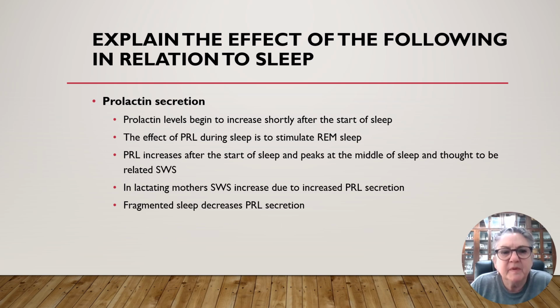In healthy conditions, prolactin levels begin to increase shortly after the start of sleep. The effect of prolactin during sleep is to stimulate REM sleep. Prolactin increases after the start of sleep and peaks in the middle of sleep, and is thought to be related to slow wave sleep. In lactating mothers, slow wave sleep increases due to the increased prolactin secretion. Fragmented sleep decreases prolactin secretion.